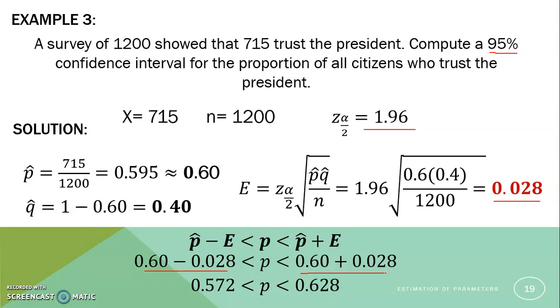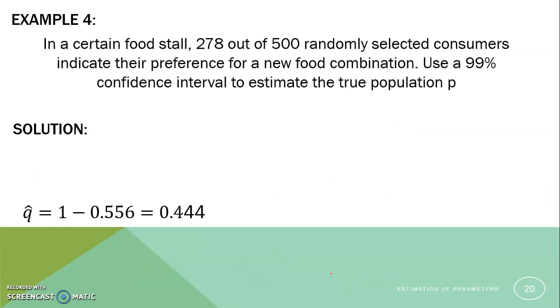So, at least we are 95% confident that the trust rating of our president lies within that interval. It can be lower than 60%, which is the point estimate for the population proportion, or it can be higher. So, if you are in the service of the government, if you are the president's staff, would it be satisfying or not? I think that's a good rating. Okay, let's proceed to our next example.